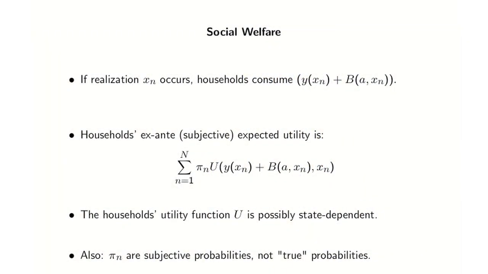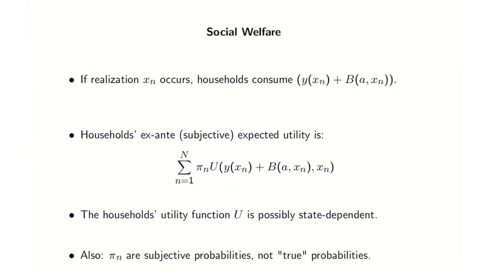Okay, so now you're going to see how this comes in the form of goods as I write down what consumption is. If realization XN occurs, the households consume Y of XN, which is some exogenous endowment, plus B of AXN. I'm a macroeconomist, so I'm using this representation, and you're all worried about it, but I'll come back and talk about that. Y is the random endowment or random consumption that they have from other sources. And B is the net benefit that's being imposed on them by the decision of the policymaker.